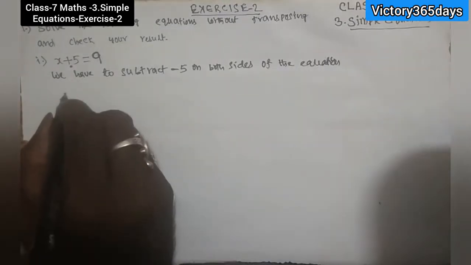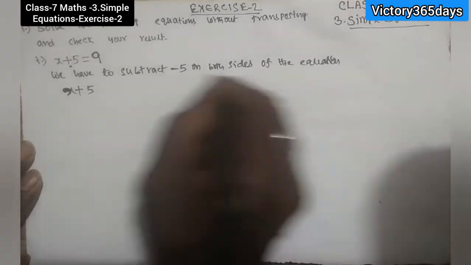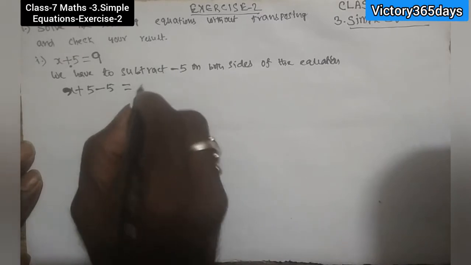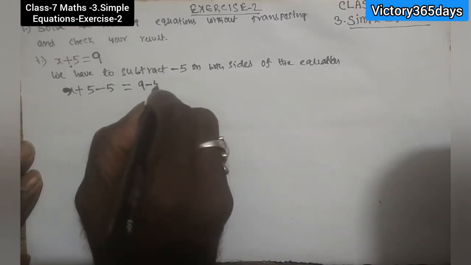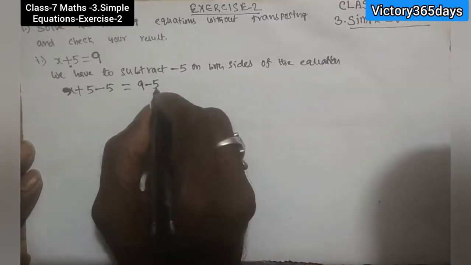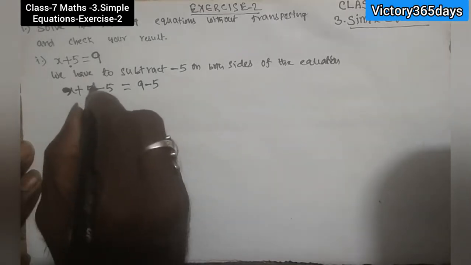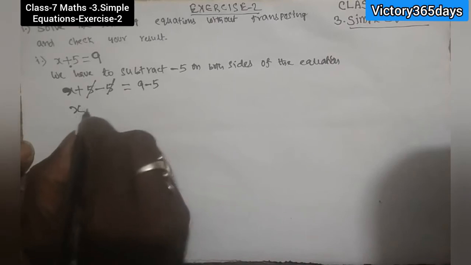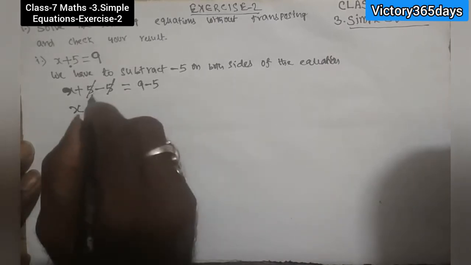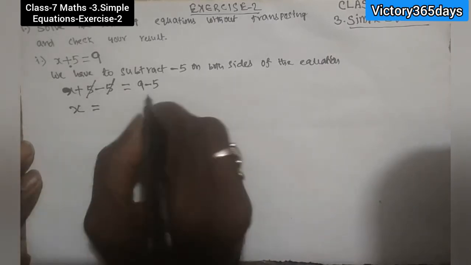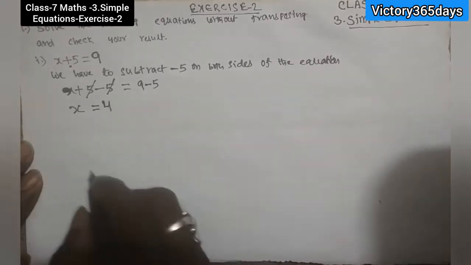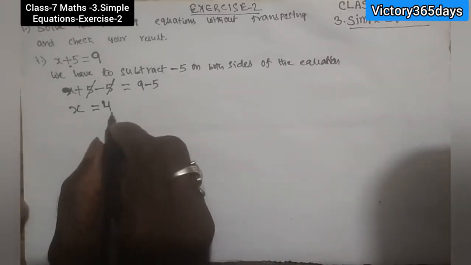Then we write that equation, x + 5. So here, on both sides we subtract 5, so -5 here. On the right side again 9 minus 5. This 5 we are using here. So here +5 is there, -5 is there. So finally what we get: x equal to, this is cancelled, 5 minus 5 equal 0. On the right side 9 minus 5 equals 4 only. So we get x equal 4.